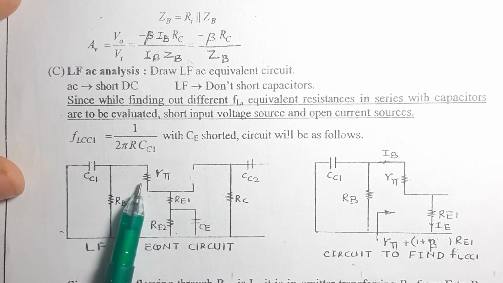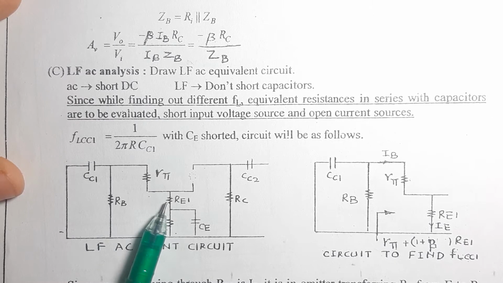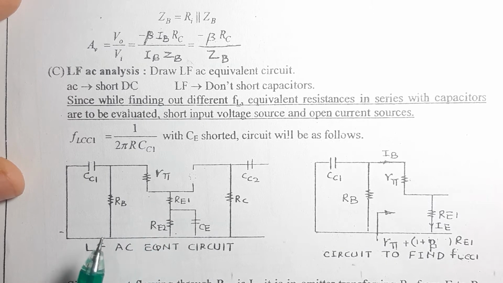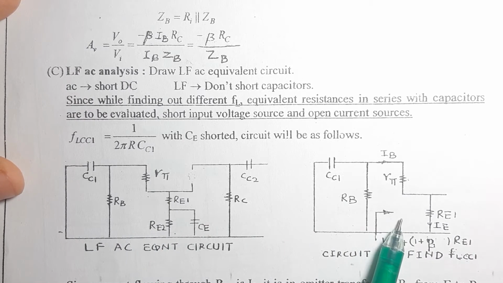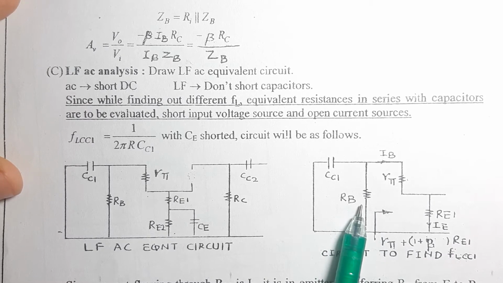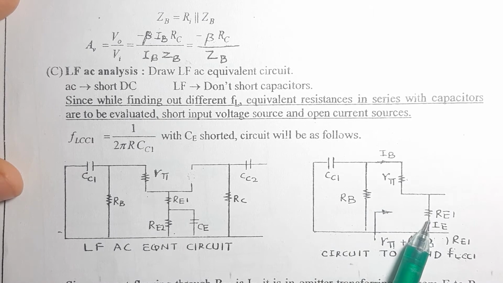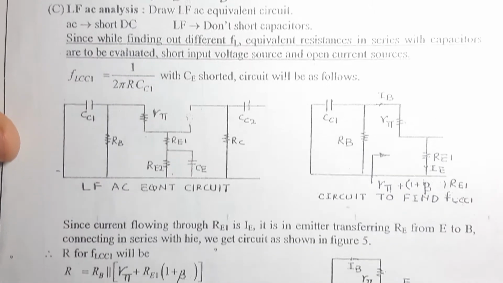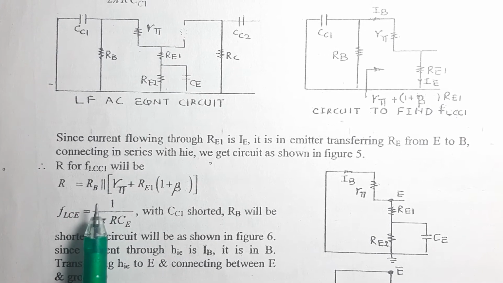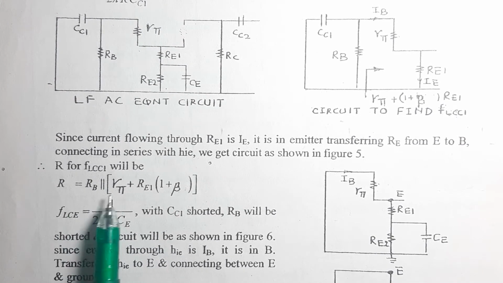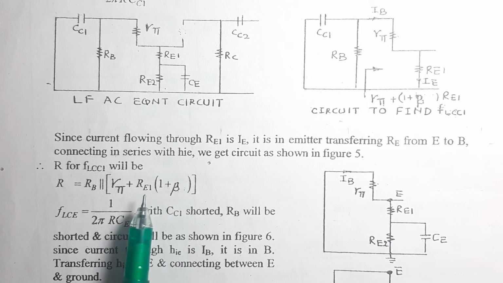So it will be nothing but RB parallel R pi plus RE1 into 1 plus beta, because this will be shorted. If you look carefully over here, it will be nothing but RB parallel R pi plus 1 plus beta into RE1. So your R for FLCC1 is simply RB parallel R pi plus 1 plus beta into RE1.